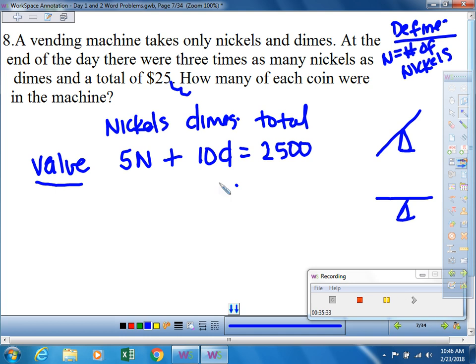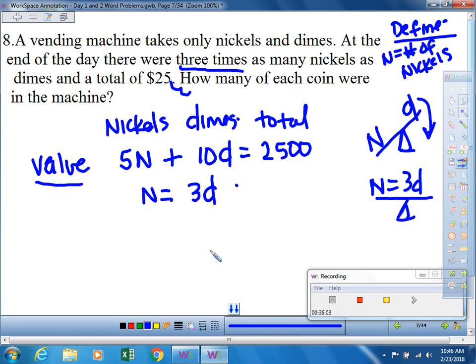Okay? All right. Which one has more? Okay. There were 3 times as many nickels. Nickels has more than dimes. How do I make them equal? I need to put something here to bring it down. What am I going to put? 3 times, so 3D. So N equals 3D.